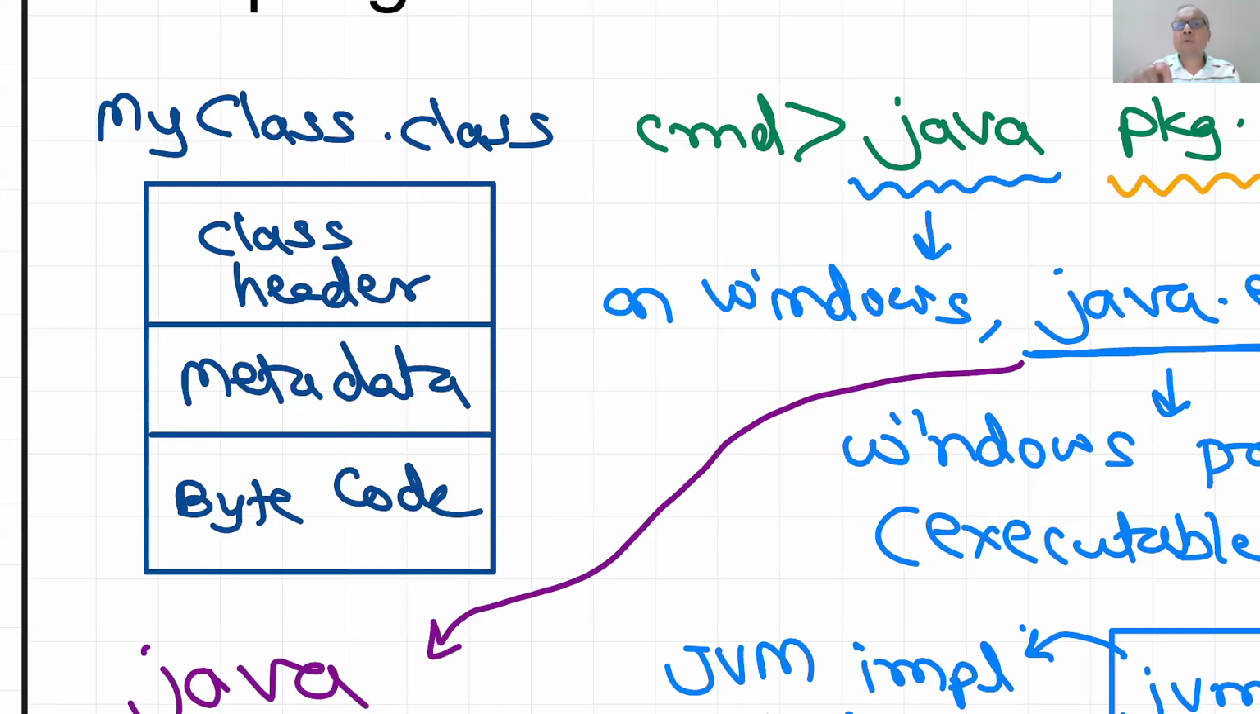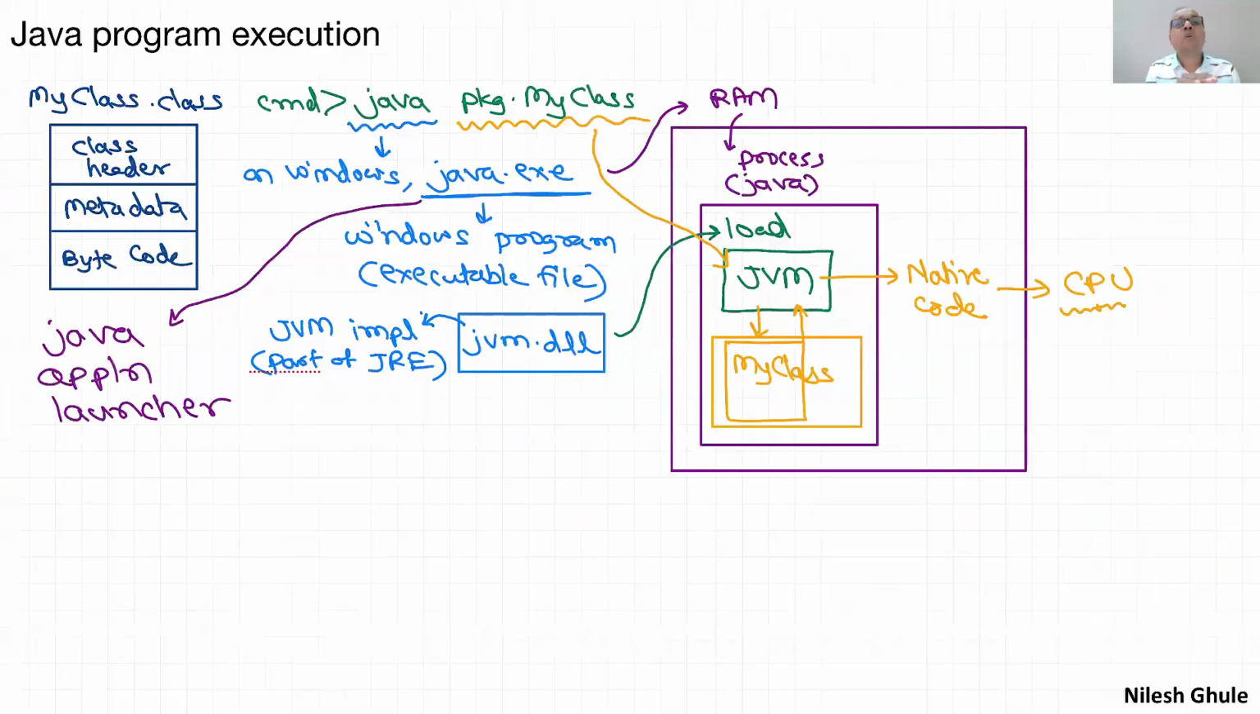But do you know how exactly the Java applications are executed? Because you cannot double click on .class file and you cannot run it directly. So how to run that? To run that, we have java space the package name .class name. That is a command that we mentioned. But by the way, what is this java? This java is nothing but Java application launcher, which is responsible for starting the Java application.